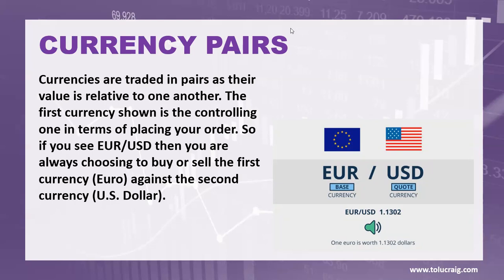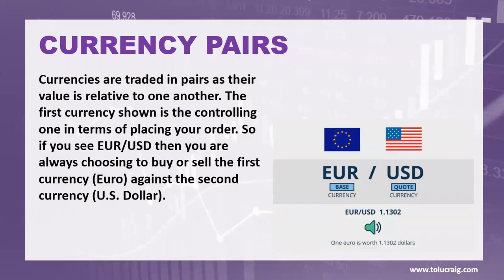So next we'll be talking about currency pairs. In Forex trading, we'll be talking about currency pairs, okay? Like I mentioned initially, when trading Forex, we have 2 pairs basically. We are selling one to buy another, all right? So currencies are traded in pairs as their value is relative to one another.